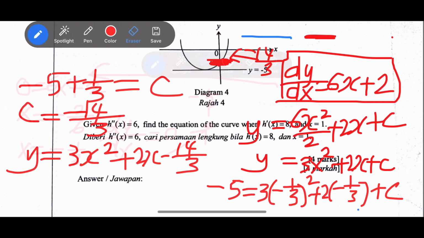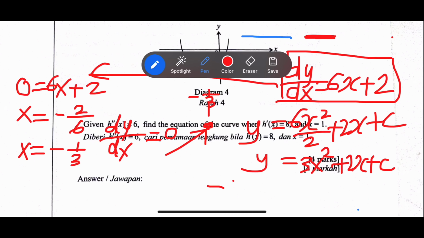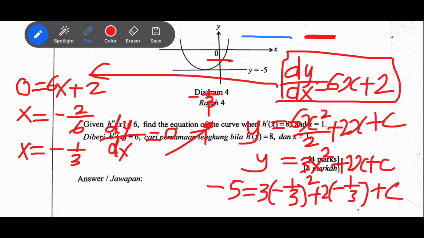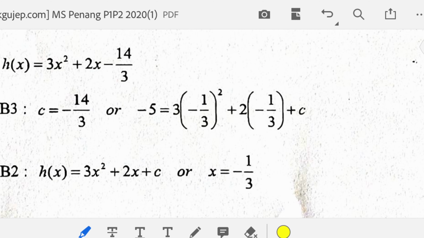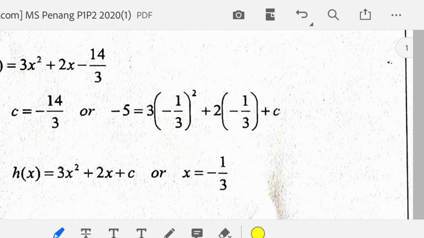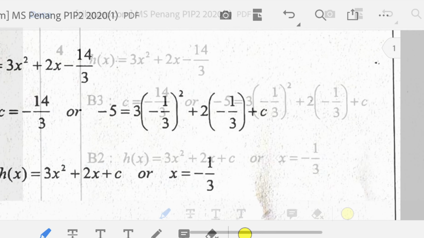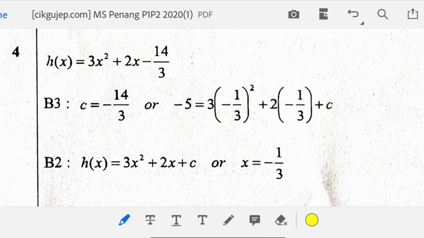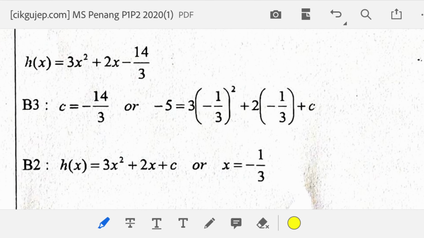So this question is very good because it actually recalls the concept of the relationship between integration and differentiation. So please make sure you really understand. I just summarize the concept. If you have the function, you differentiate, you get h prime x. You differentiate again, h prime x, you get h double prime x. Okay, so if you integrate back, you get a function, right?